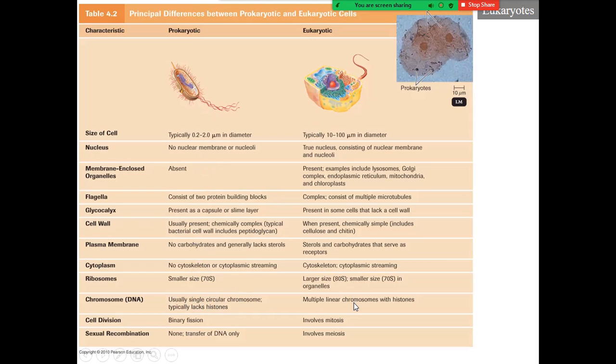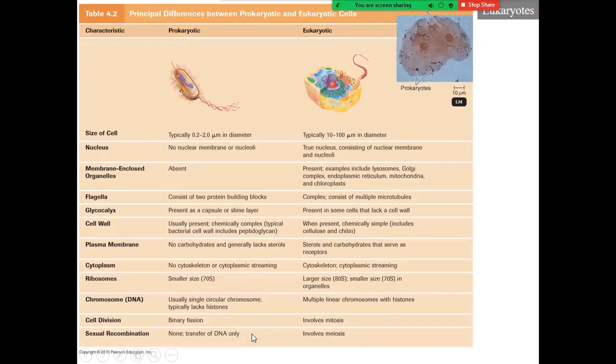And you can find many histones on the chromosome of a eukaryotic cell. And generally, there's multiple linear chromosomes in a eukaryotic cell. And in a prokaryote, it's usually a single circular chromosome. The cell divides differently. The prokaryotic cell divides by binary fission, and the eukaryotic cell divides by mitosis.